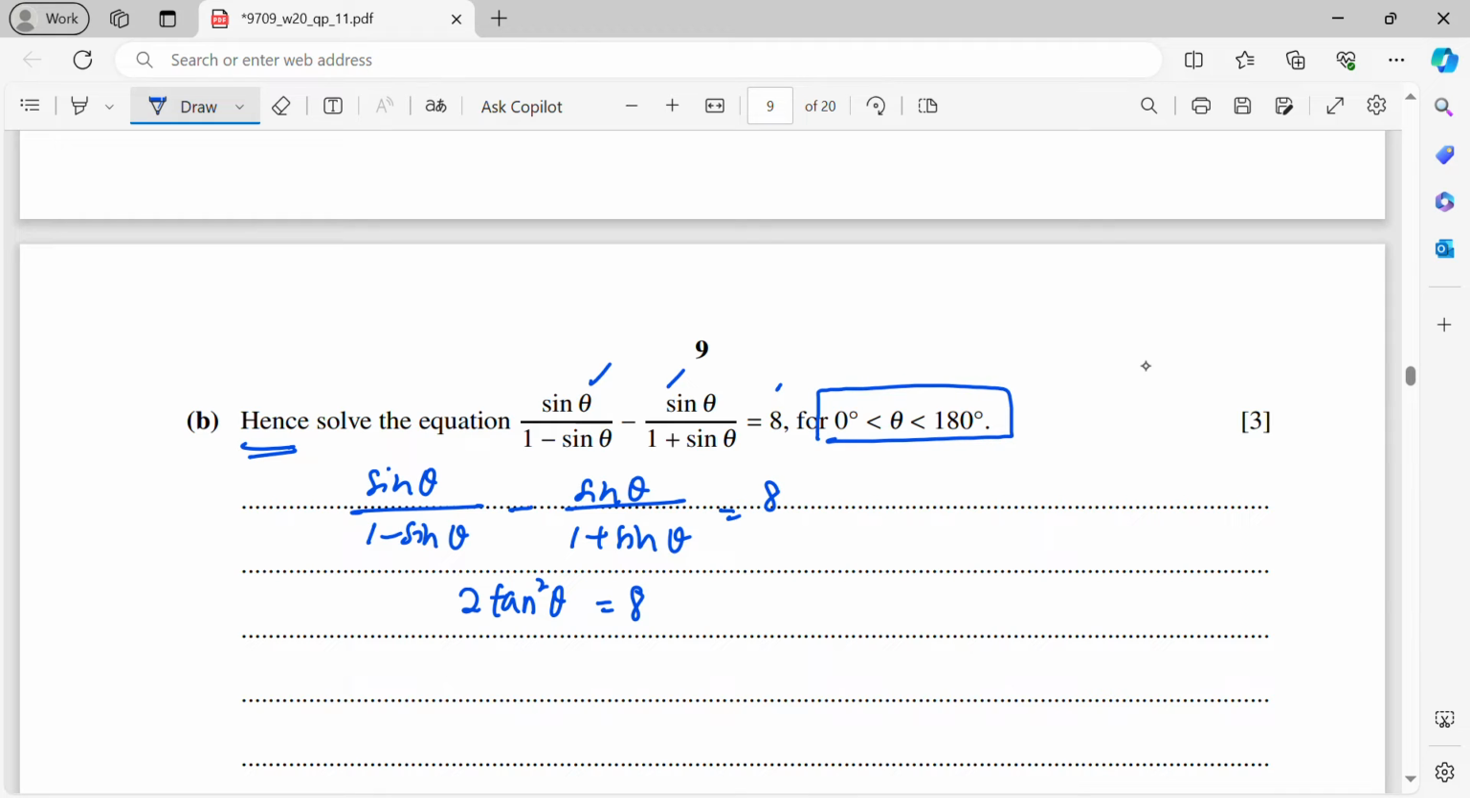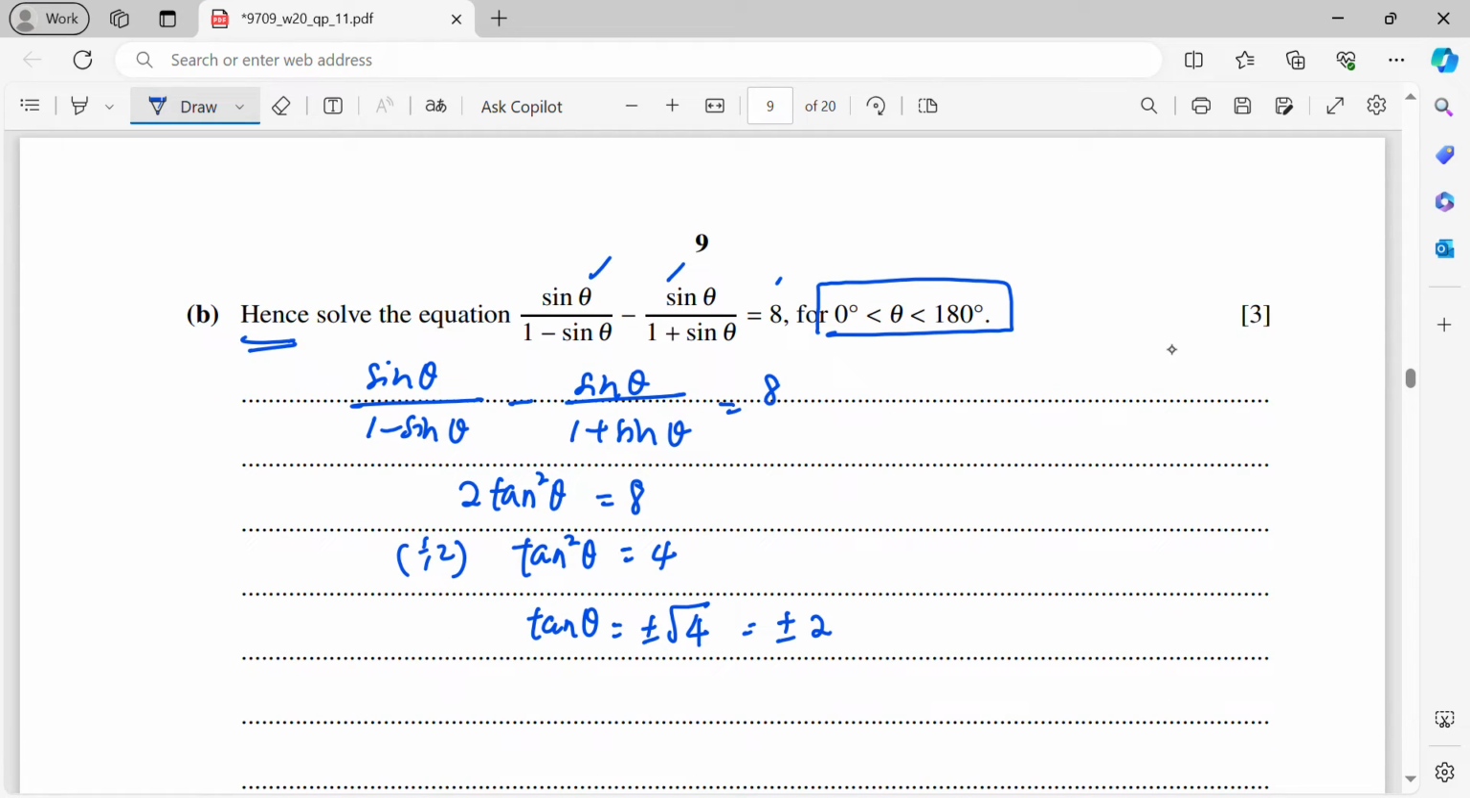Now from here, look at this interval. Your theta is defined from 0 to 180 degrees. So first of all, I need to get my tangent theta, which means I divide by 2. So tangent squared theta is 8 over 2, which is 4. Then my tangent theta will be plus minus square root 4. That is going to be plus minus 2. So now, when tangent equals plus and minus, we refer to the quadrant. It will be in the first and second quadrant. So now the angle will be here. But when you look at the quadrant, these two angles will be the same.